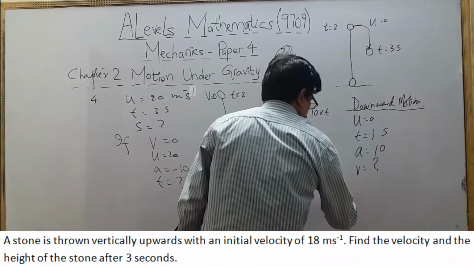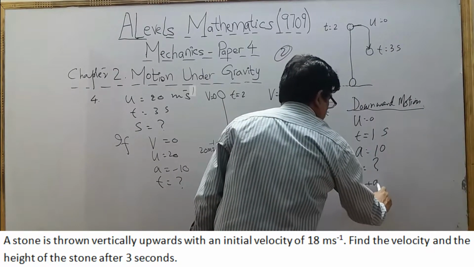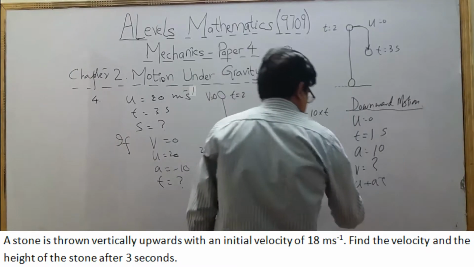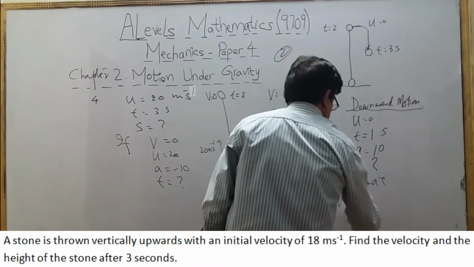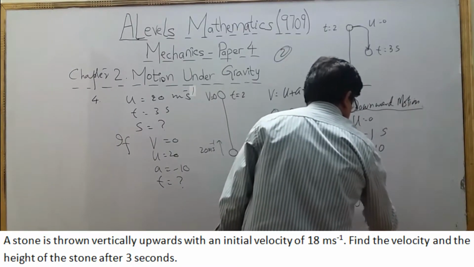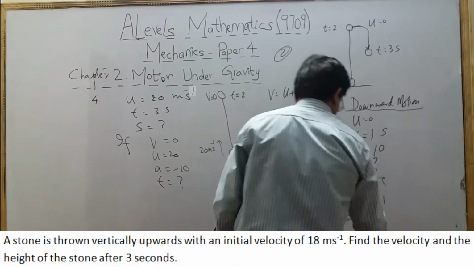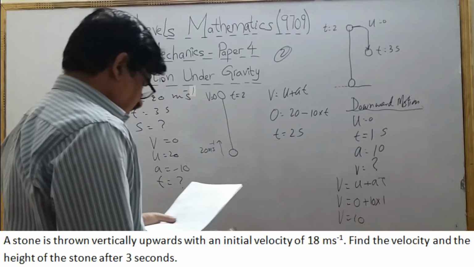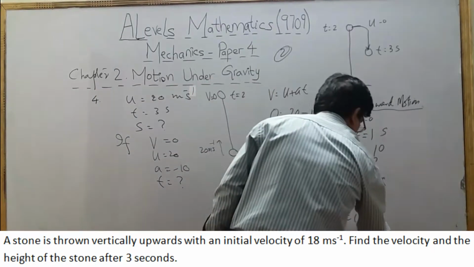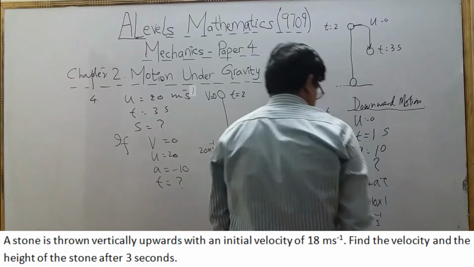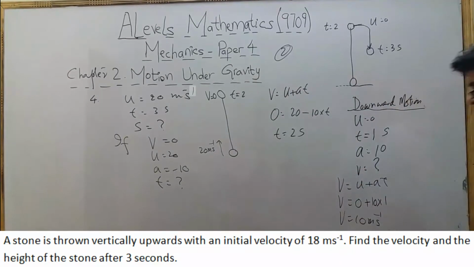Now applying the equation of motion, v is equal to u plus at. So here, to find v, u is 0, a is 10, t is 1. So v is equal to 10. So our answer is 10 meter per second. But again we have an important point.